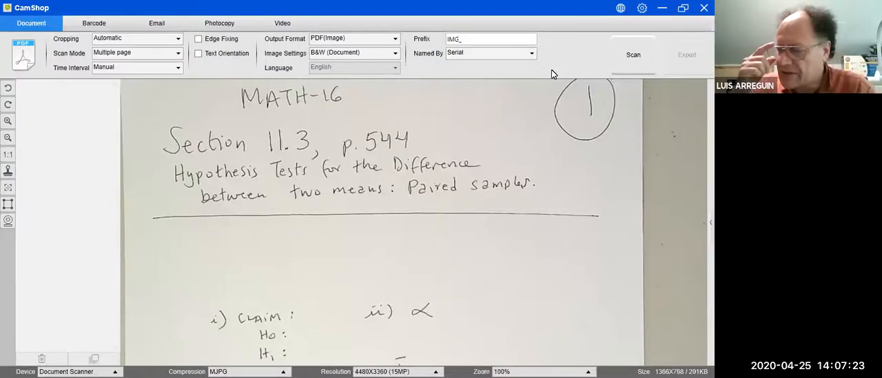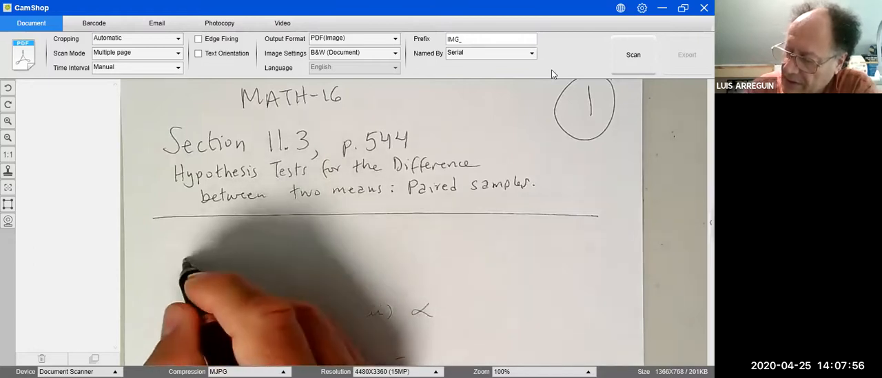We're going to start now with section 11.3 on page 544 about a hypothesis test for the difference between two means when we have the case of paired samples. So remember, the paired samples case is when you have a sample where the individuals might be just the result of before and after treatments. So in some sense, the first sample and the second sample are related.